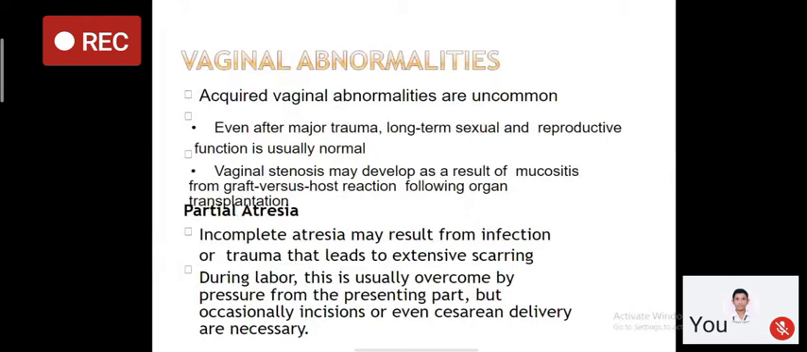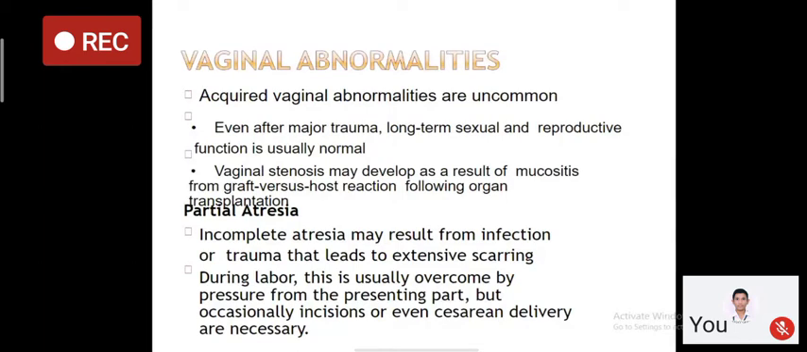So vaginal abnormalities: acquired vaginal abnormalities are a little uncommon, but as I told you at the start of the lecture, a road traffic accident or some mishap could lead to major trauma. Long-term sexual and reproductive function is usually normal. Vaginal stenosis may develop as a result of mucositis from graft versus host reaction, or organ transplantation. So that could lead to vaginal stenosis. Vaginal stenosis is also common in a case of radiotherapy.